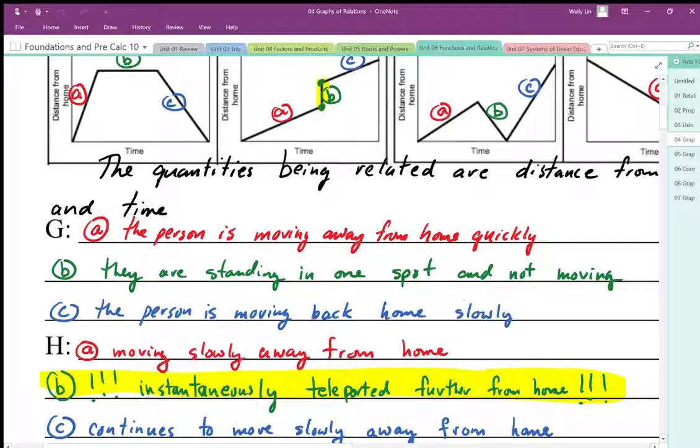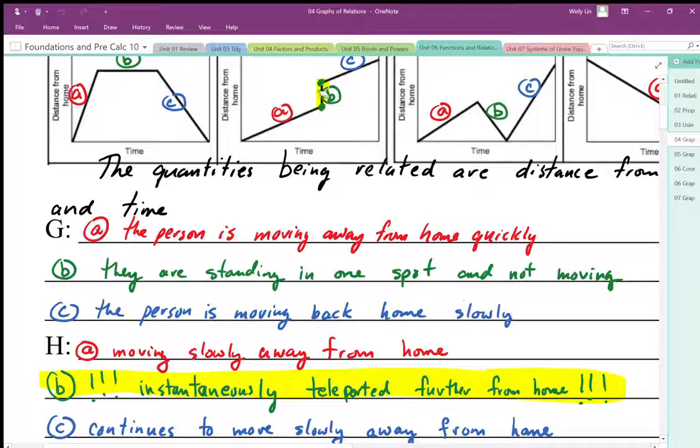B is the problem. Because what's happening at B? Well, he's moved to this point, maybe 50 meters from his house, and all of a sudden, instantaneously, he's now 100 meters from his house. He's somehow teleported further from home. That essentially is impossible, and this vertical line really is a problem on a graph. In fact, if we think back to our vertical line test, this definitely does not pass the vertical line test. This is not a function.